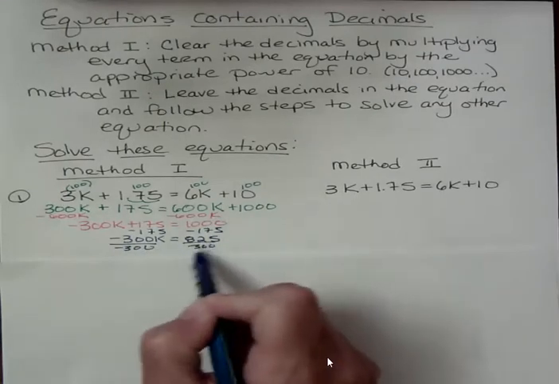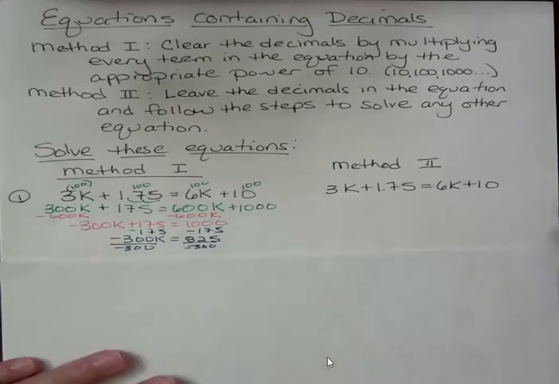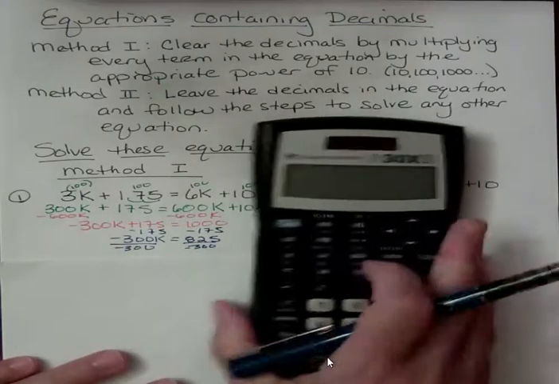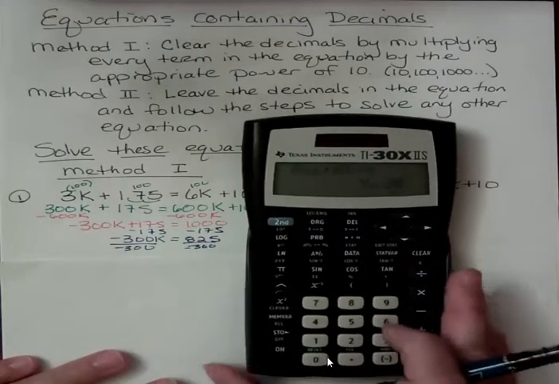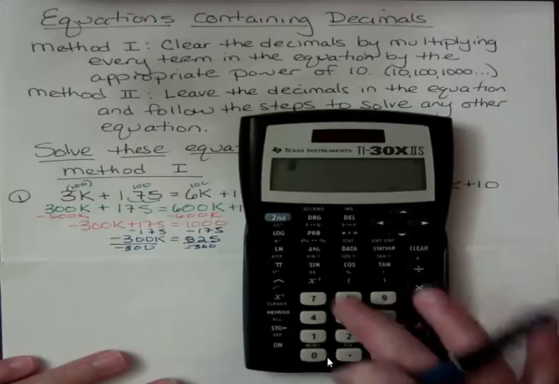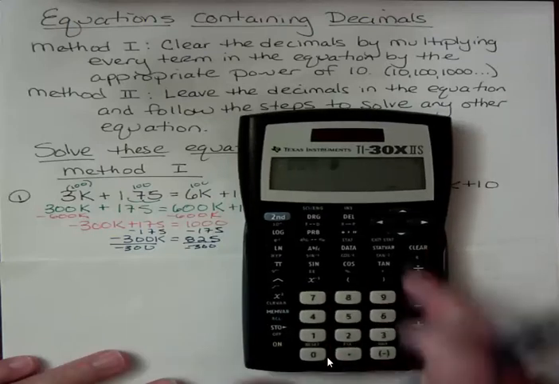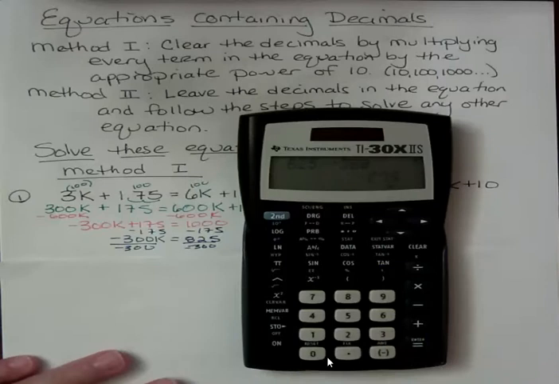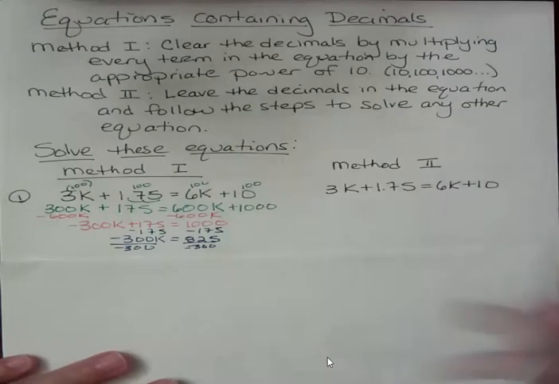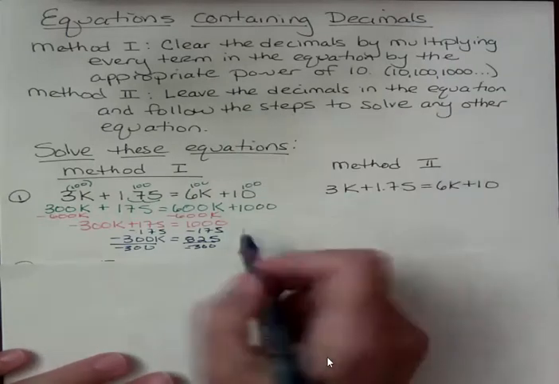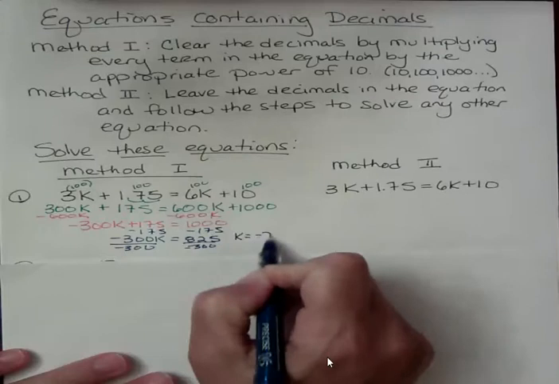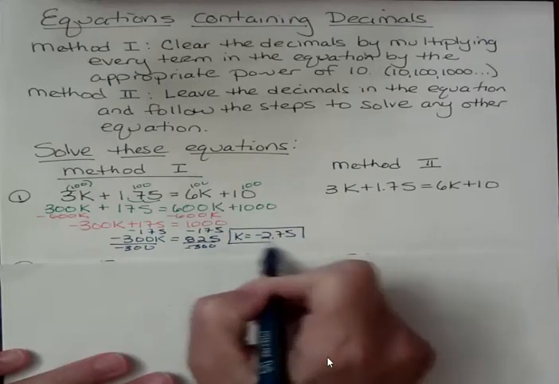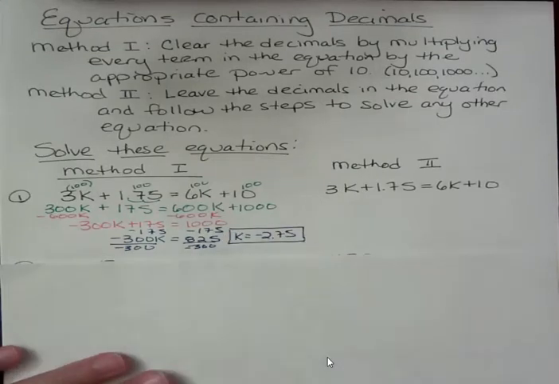And there I am going to use my calculator. Because I had a decimal problem to start with, I want to give a decimal answer. And so I'm going to divide 825 by negative 300, and I get negative 2.75. So k equals negative 2.75. That was method one, where I got rid of the decimals by multiplying by a power of 10.